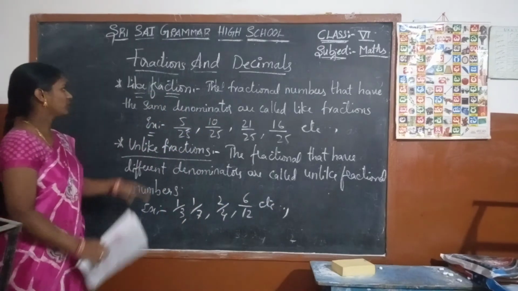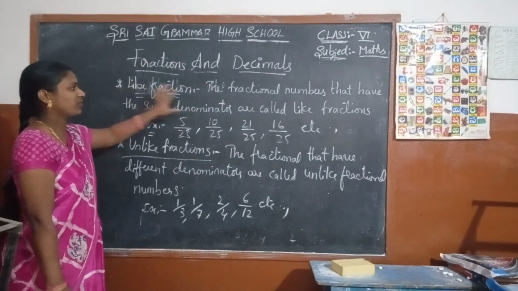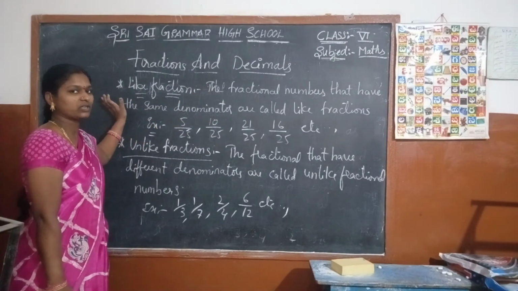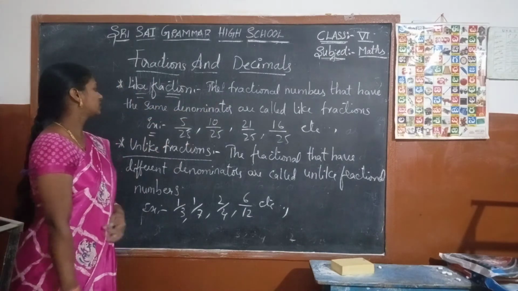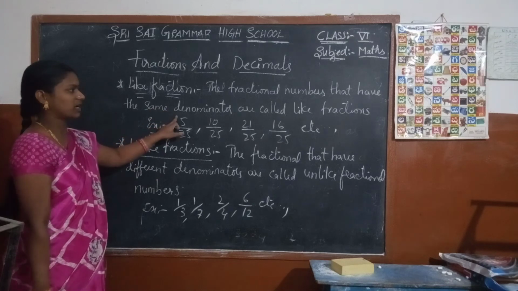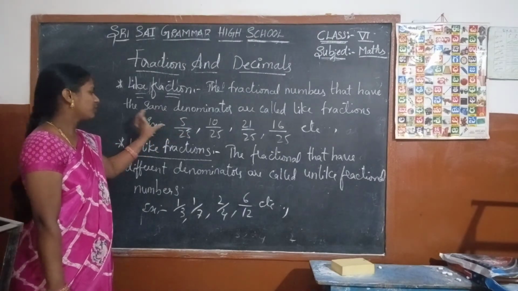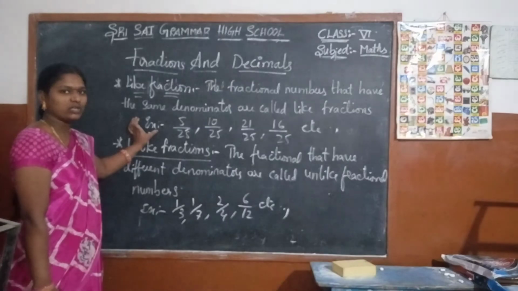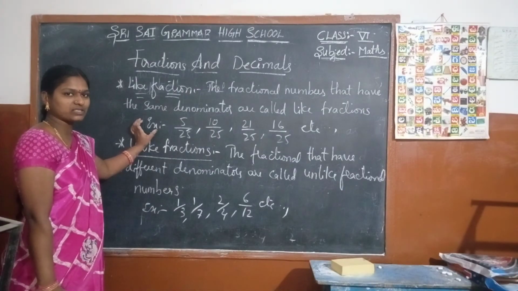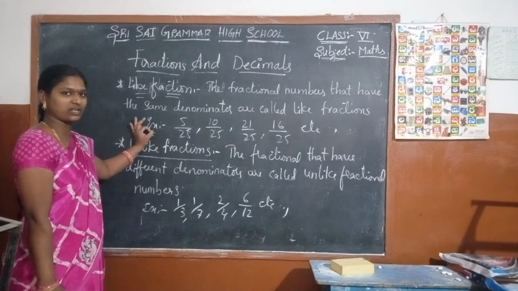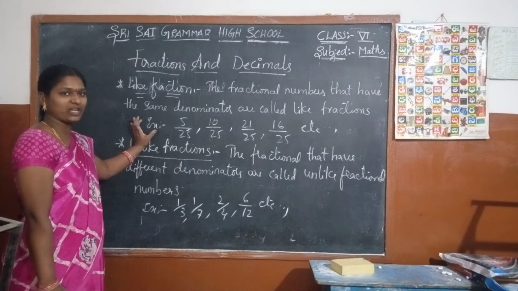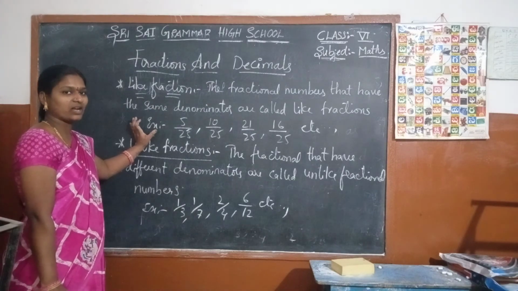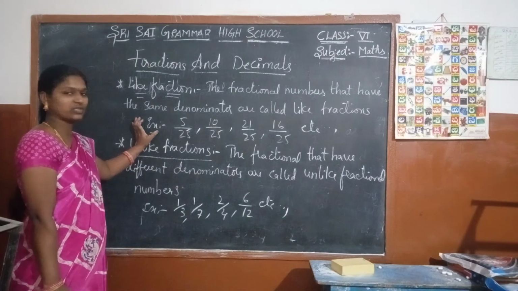Now, like fractions. Everyone look at the board. First, listen, what is a like fraction? The fractional numbers that have the same denominator are called like fractions. We are clear about what the numerator and denominator are, and how a fraction is written. Now we are going to learn how like fractions can be identified and when a fraction is said to be a like fraction.